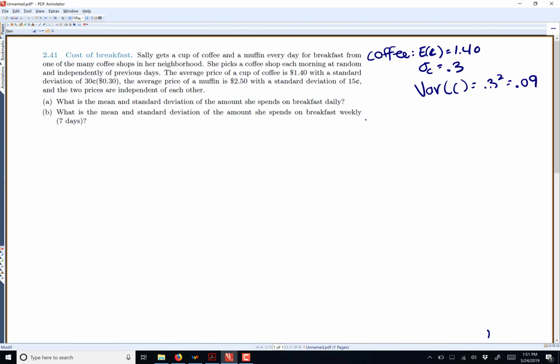Now, it tells us that we have a muffin, and it has an average cost, or expected value, of 2.5, and the standard deviation is 0.15, and it doesn't tell us the variance, but we can find it just by squaring. So the variance would just be 0.15 squared, which equals 0.0225.